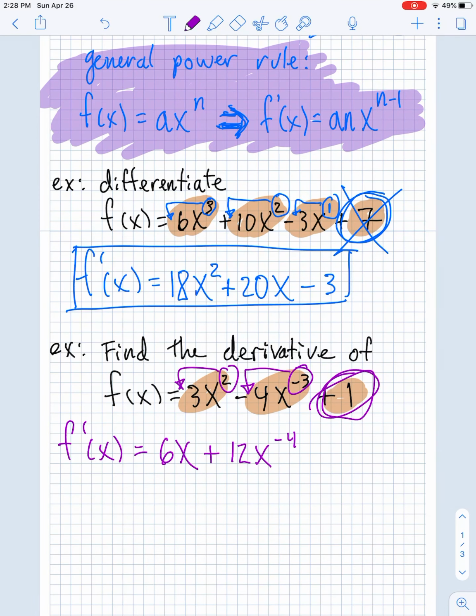Now, the +1 on the end, remember, if you have a constant number, like it doesn't have any x attached to it, you can just get rid of it. And that means this is your derivative right here: 6x plus 12x to the -4th. And we're good to go.